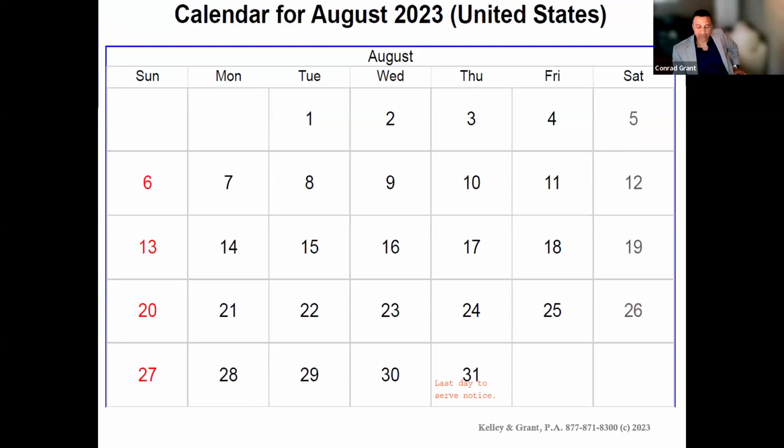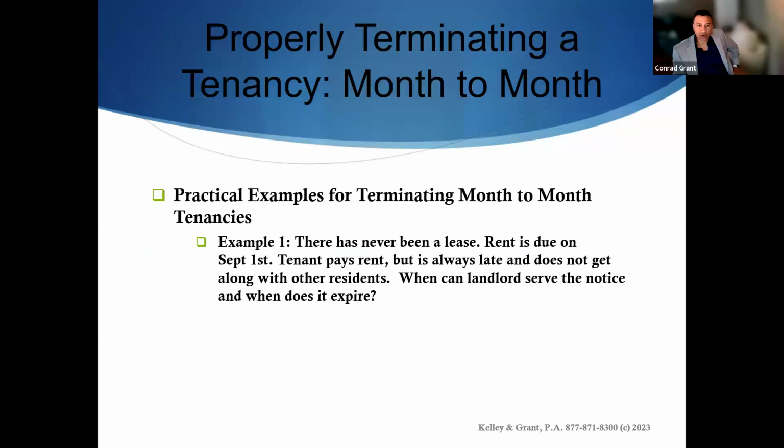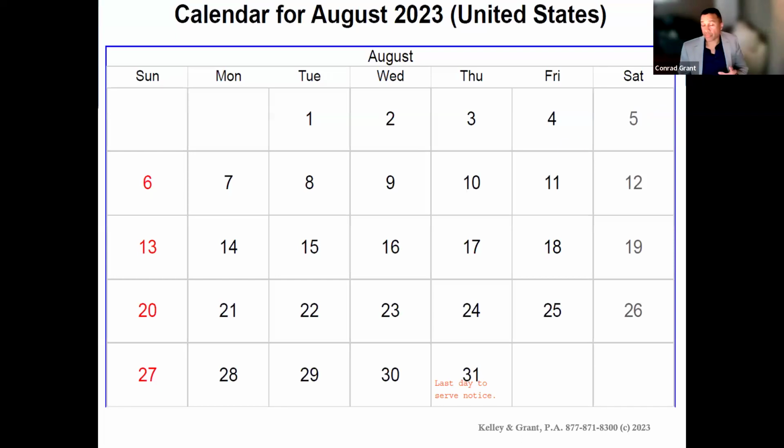So here's the example. Rent is due on the 1st. You're going to give a 30-day notice. Some landlords think it's just 30 days from now, right? I think today is the 15th. They think you just count 30 days and that the notice expires. No, here is the rule.